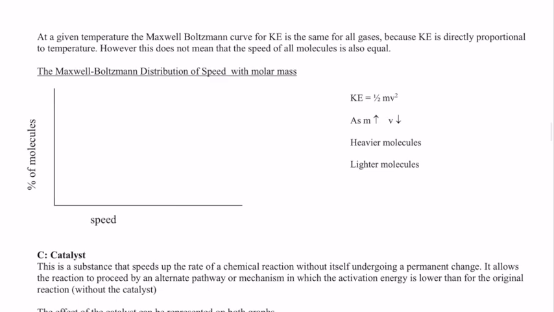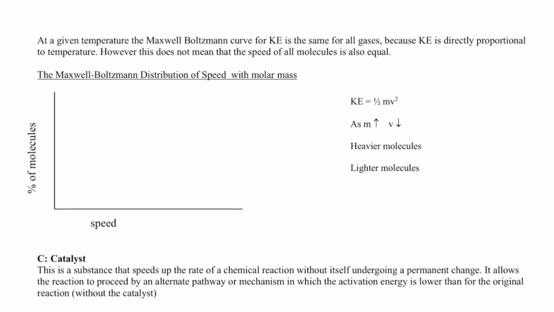Now, before going back to the other factors that affect the rate of a reaction, there is a slight deviation. But this is the only other kind of question that is asked about the Maxwell-Boltzmann curve, so let us cover it right now instead of leaving it for later. The Maxwell-Boltzmann curve can be drawn with similar shapes for both kinetic energy or speed as the x-axis. At a given temperature, the Maxwell-Boltzmann curve for kinetic energy is the same for all gases because kinetic energy is directly proportional to temperature. So if we were to draw hydrogen, oxygen, carbon dioxide, the kinetic energy curves would overlap.